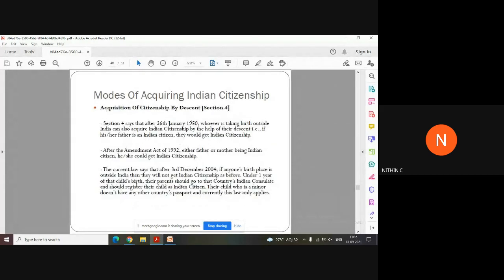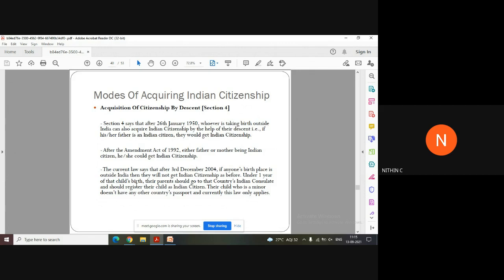Then you have acquisition of citizenship by descent. Section 4 says that after 26th January 1950, whoever is taking birth outside India can also acquire Indian citizenship by the help of their descent. That is, if his or her father is an Indian citizen, they would get Indian citizenship.